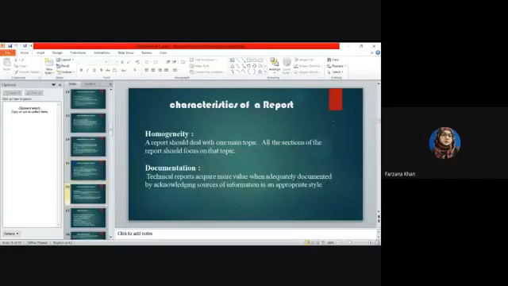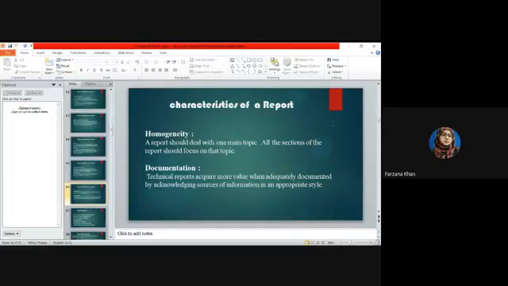The next characteristics of a report is homogeneity and documentation. Homogeneity, a report should deal with one main topic, meaning relevancy. All the sections of the report should focus on one topic. If you have other things to discuss, you should write another report. If you are going to write a recommendations report, you should go for the recommendation rather than giving other irrelevant detail. So if there is any other point which needs attention, you can write another report on that topic.